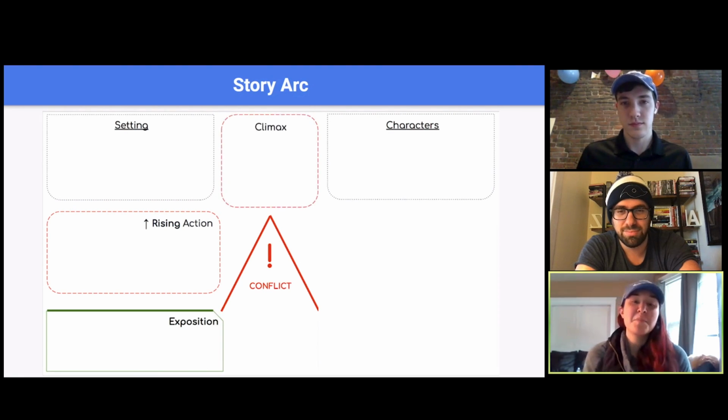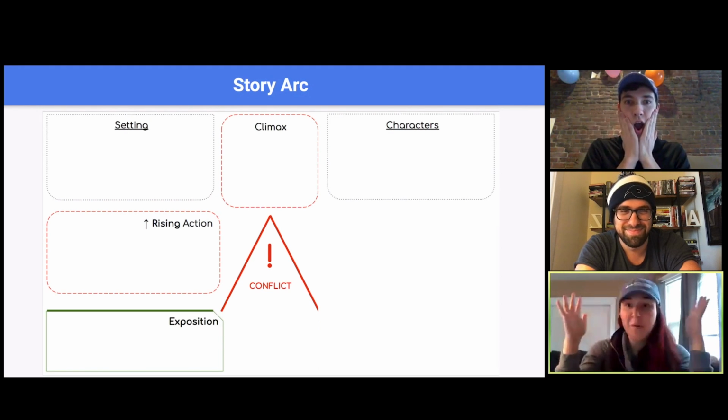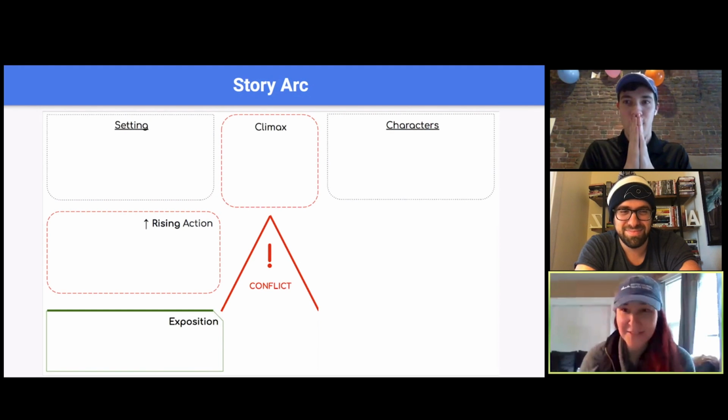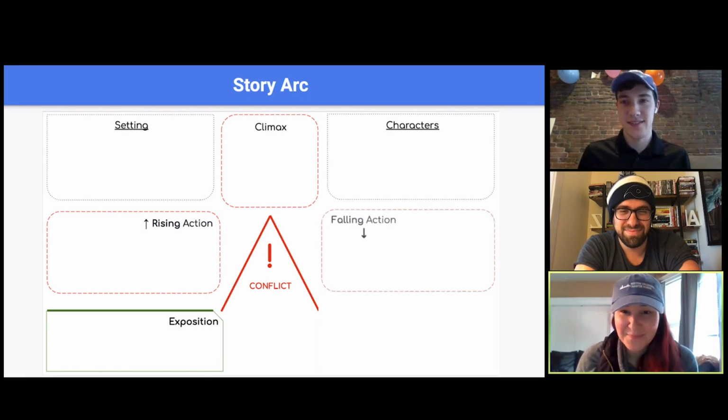The climax is the most important and most exciting part of your narrative, and that's where your characters are going to realize the big problem that they have faced, and it is either the turning point or the big excitement. Then there's the falling action. That is where the characters are going to figure out the solution to that problem and start to solve it.